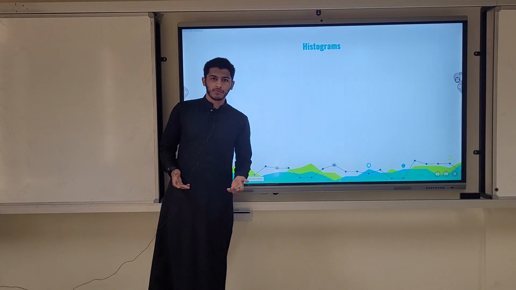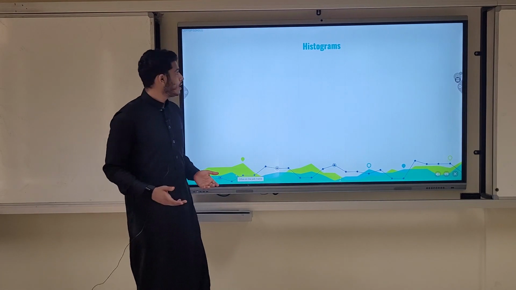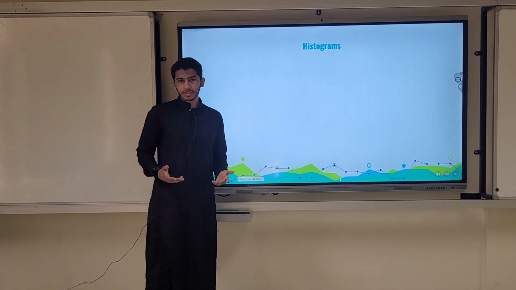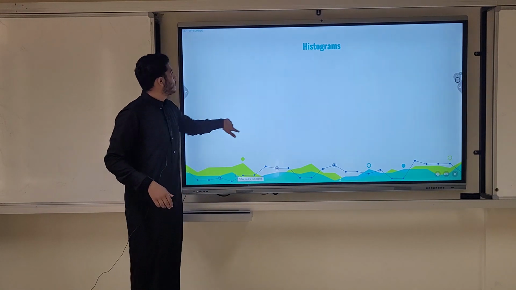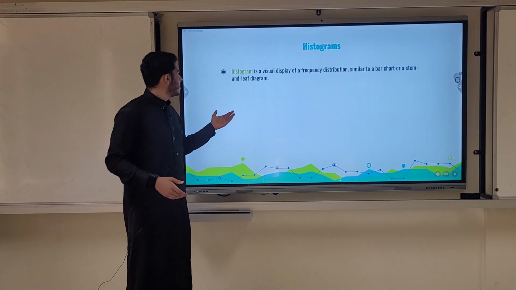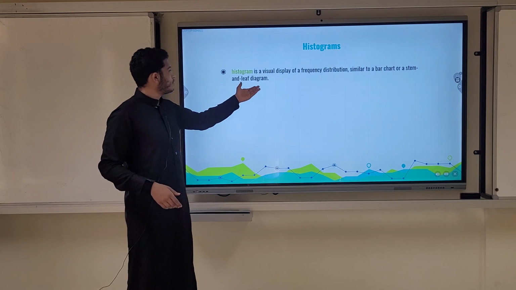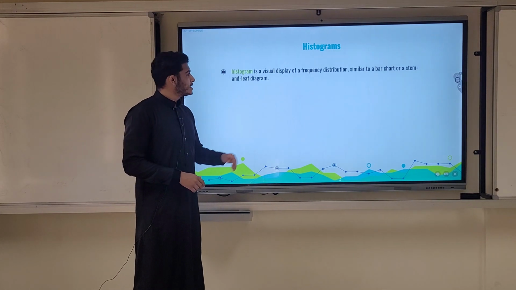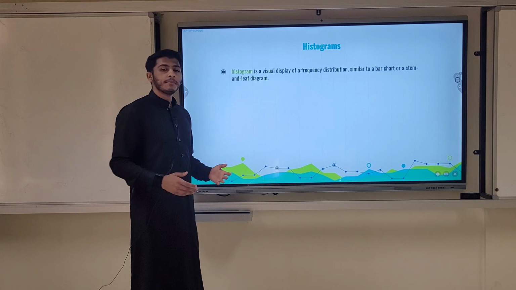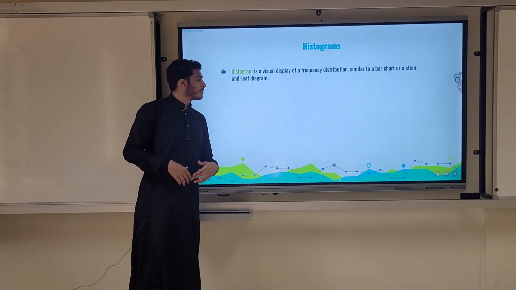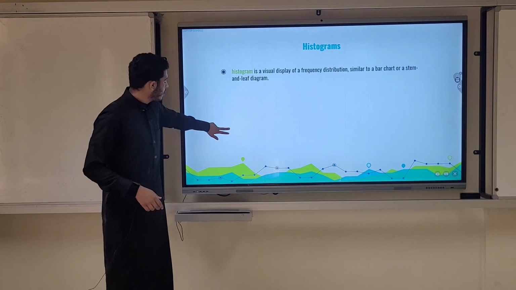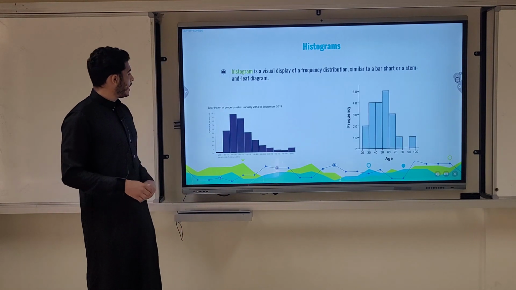So we have seen histograms before. We know what histograms are. So let's have a definition and let's see the ways we can use histograms. Well, a definition for histograms can be: a histogram is a visual display of a frequency distribution similar to a bar chart or a stem-leaf diagram. So the stem-leaf diagram we took can also be considered a frequency distribution. Here are some examples of a histogram.